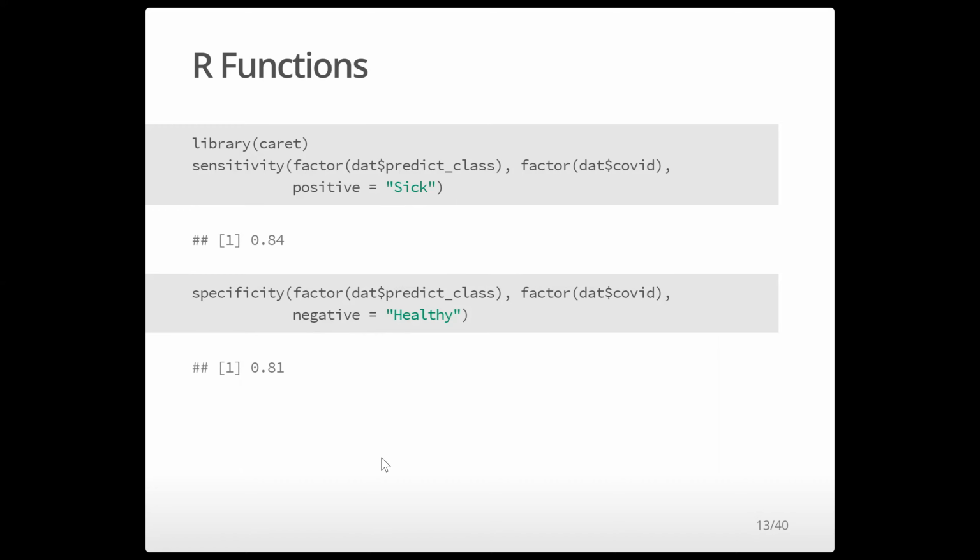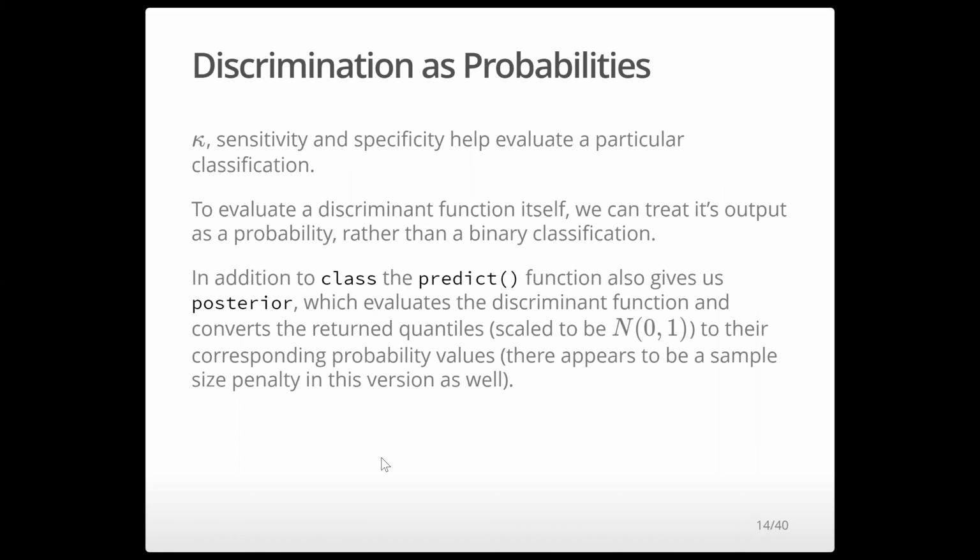And these values obviously match what we got before. So kappa, sensitivity, and specificity help evaluate a particular classification. So these are ways of evaluating the classification. To evaluate a full discriminant function, we could treat its output as a probability rather than as a binary classification.